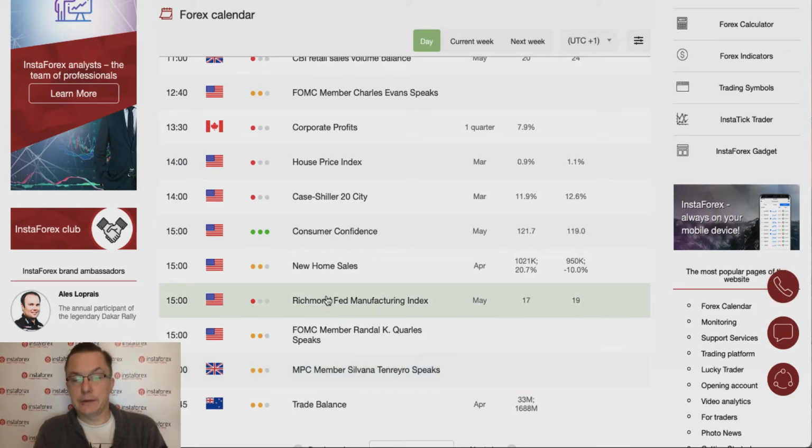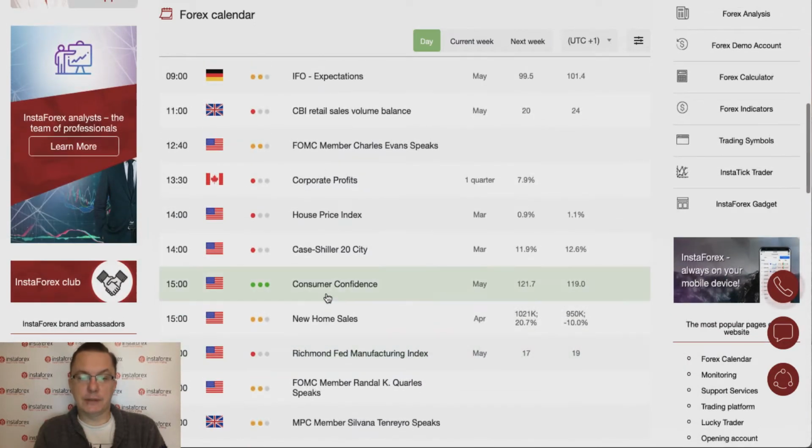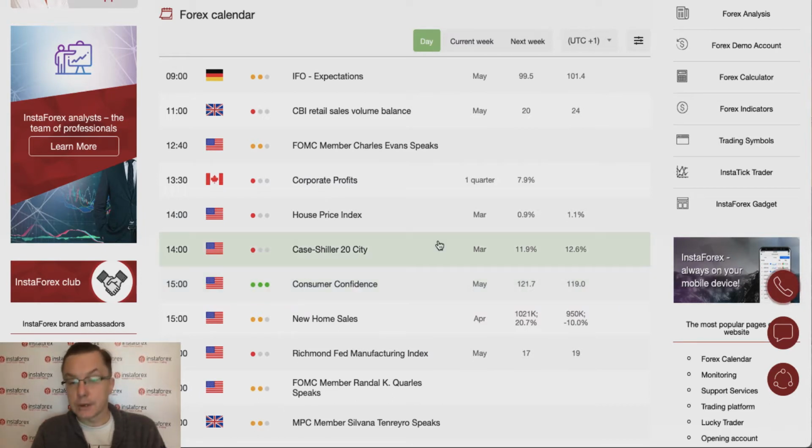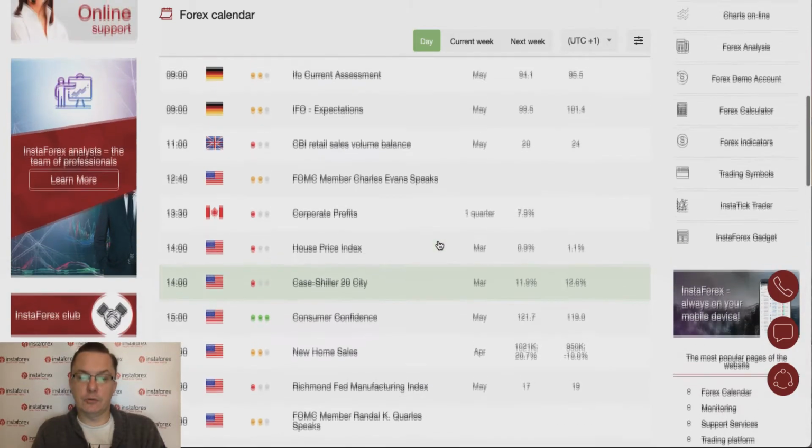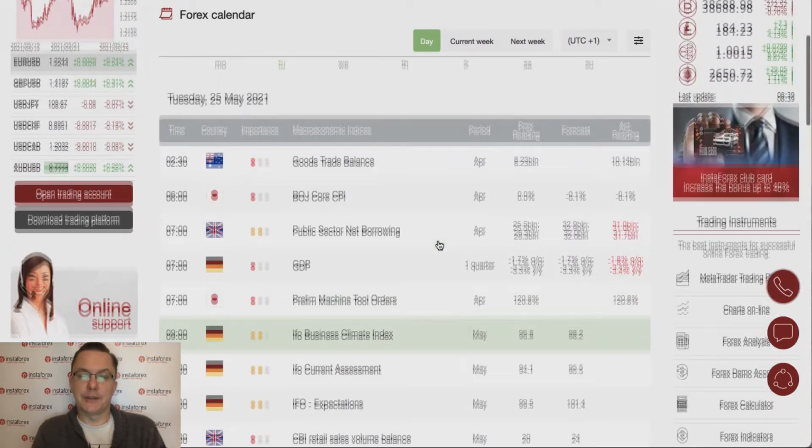So not too many data for today, but consumer confidence will be kind of interesting to keep an eye on, because it's expected to decrease from 121.7 to 119. So any data better than expected might give the US dollar a spike, a boost across the board. So it will be interesting to see what is the consumer confidence these days in the US.